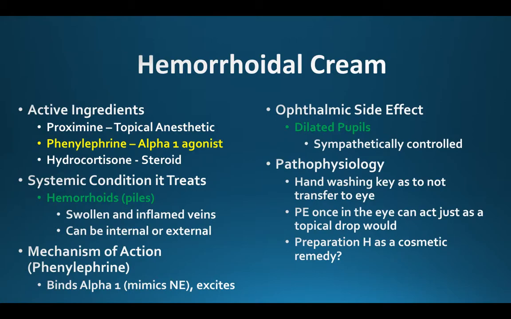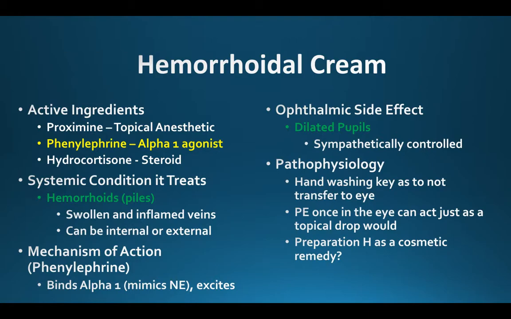The last drug we'll talk about are hemorrhoidal creams. Active ingredients for these are pramoxine, phenylephrine, hydrocortisone. Pramoxine is a topical anesthetic. Phenylephrine is an alpha-1 agonist that causes vasoconstriction. That's important. Hydrocortisone is a steroid. Now they also have glycerin for lubricant and petroleum for the base, but there are various formulations, but these seem to be what's common in all of them.